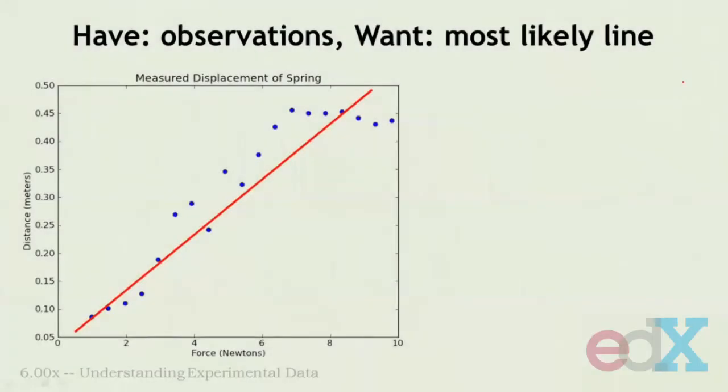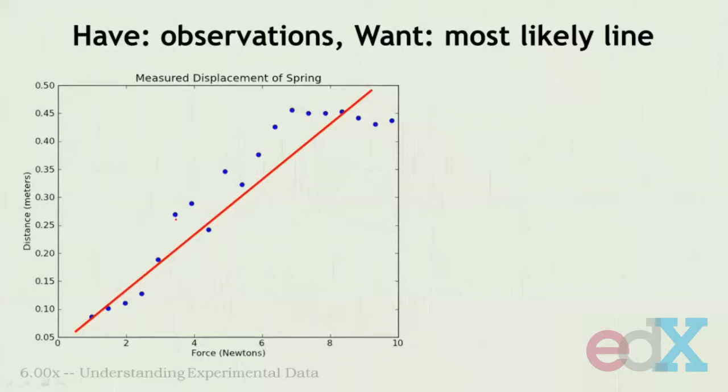Well, what we have is a bunch of observations that we made with our experiment. You can see them here plotted as the blue points. And what we'd like to do is to somehow discover the most likely line that represents the theory that we hypothesize that explains how the spring works, given the observations that we have.